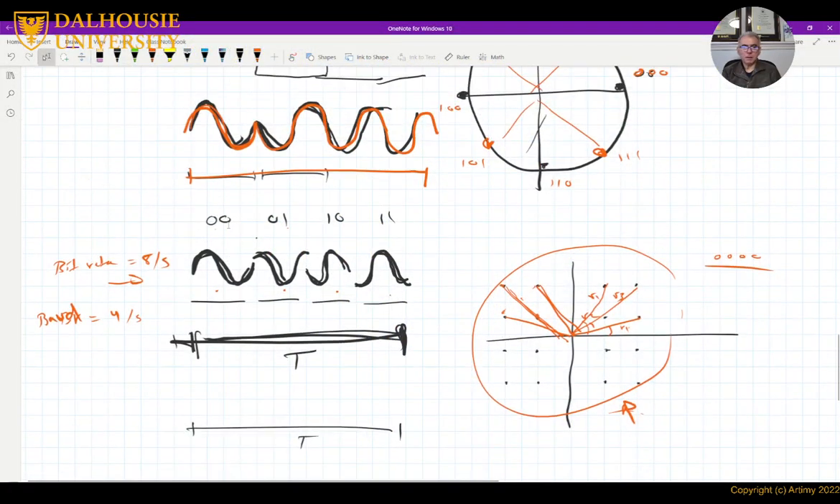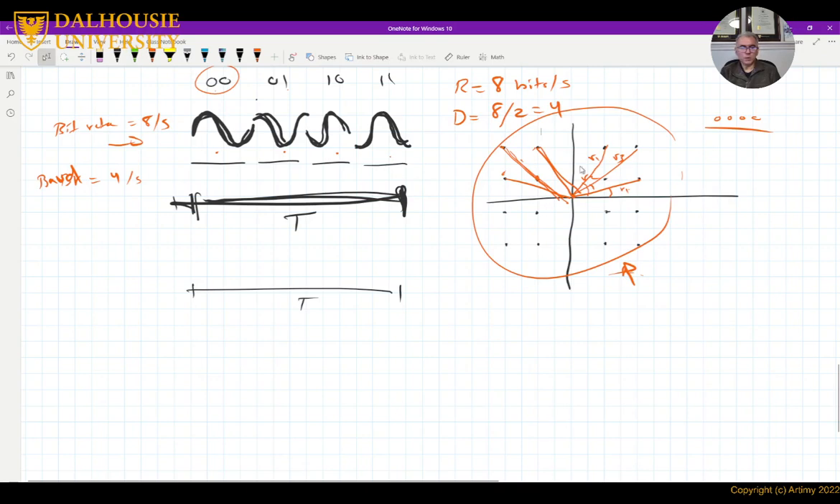So in my example here, I have the bit rate R is 8 bits per second. That's just an example, it could be different. The modulation rate is 8 divided by 2, since each signal element carries 2 bits. So the baud rate is 8 divided by 2, which is 4. If I use this modulation technique, in which each one of these carries 4 bits, then my baud rate will be the bit rate R divided by 4. Right?